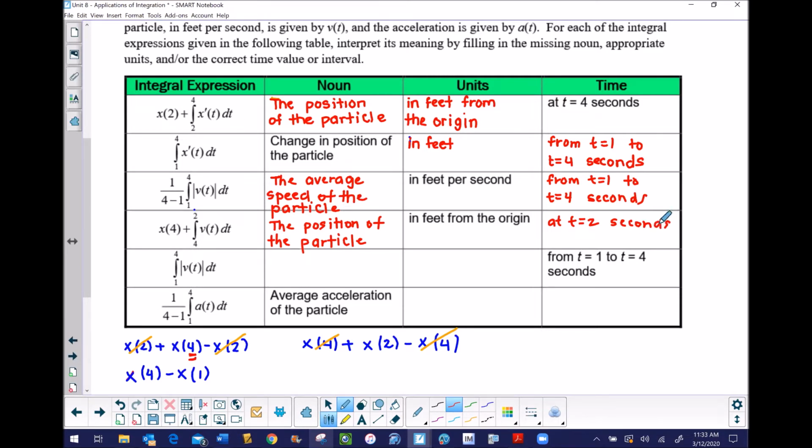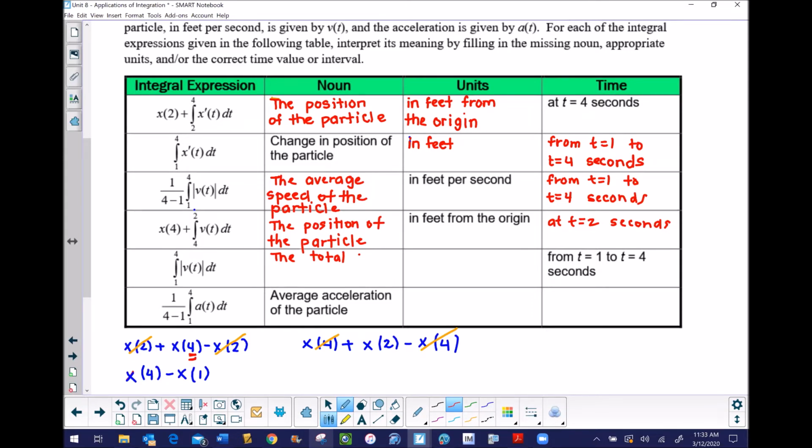I bet you guys are all over the 5th row here. The integration of the absolute value of v of t from 1 to 4, right? In one word, we can probably see that that is distance, right? We don't have that 1 over 4 minus 1 in front, so we can just rely on our normal definition of distance. So it's kind of nice if you tidied up that word distance and maybe put the word total in front of it. I think that's a very strong way to present that.